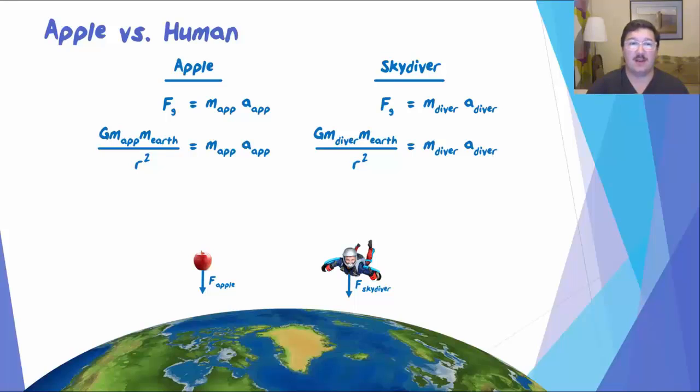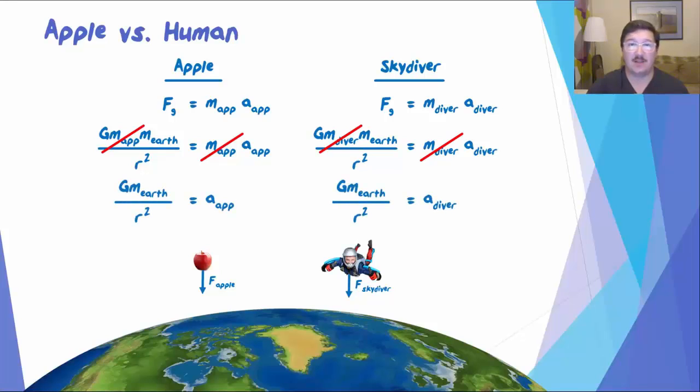If you look at both of these, in each case, there's a mass in common on either side of the equal sign. We can cancel those out. On the left, we can cancel out the mass of the apple, and on the right, we can cancel out the mass of the skydiver. In both cases, this leaves us with the acceleration of the objects as big G times the mass of the Earth divided by the distance between the objects and the Earth squared. It should not surprise you that two objects, even of different masses, both experience the same acceleration near the surface of the Earth. Let's look at this in more detail.